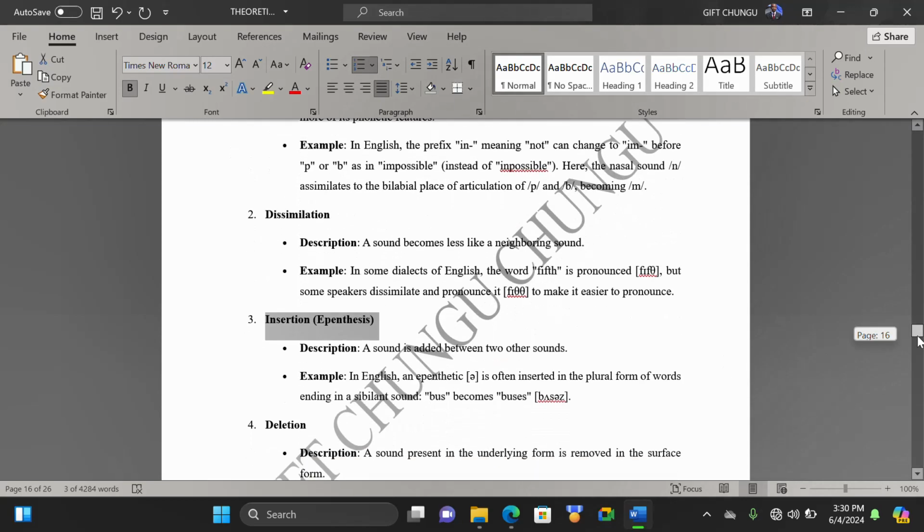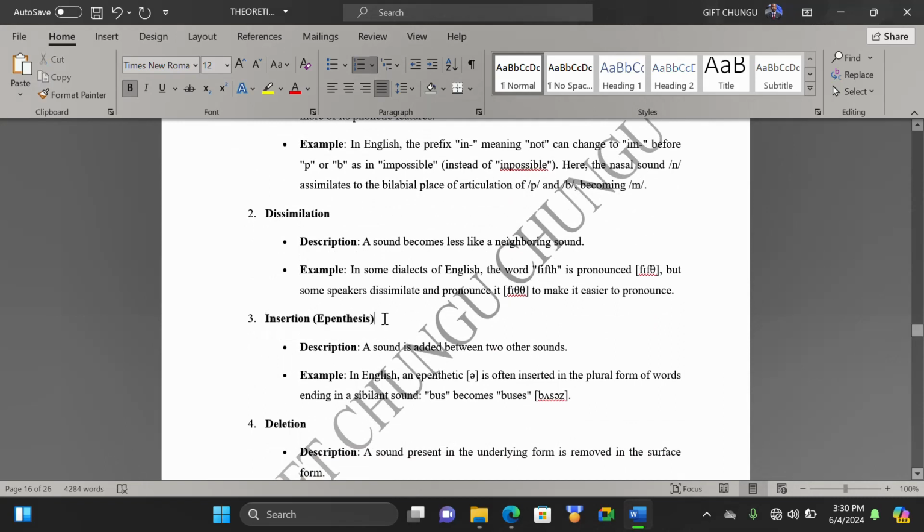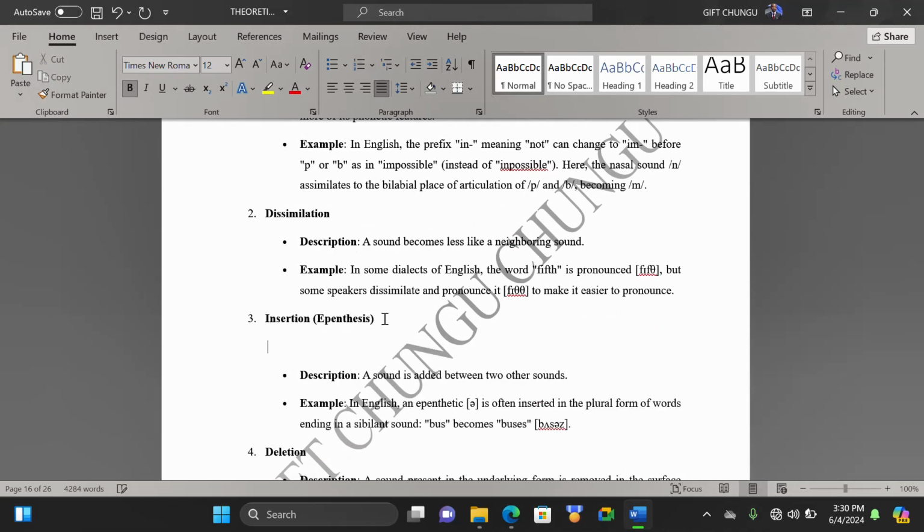When we are looking at insertion, it is just the adding of a sound inside the word. The addition of a sound inside the word. For example, in our local language, this is very clear and very well stipulated, and you can see what we call insertion happening.